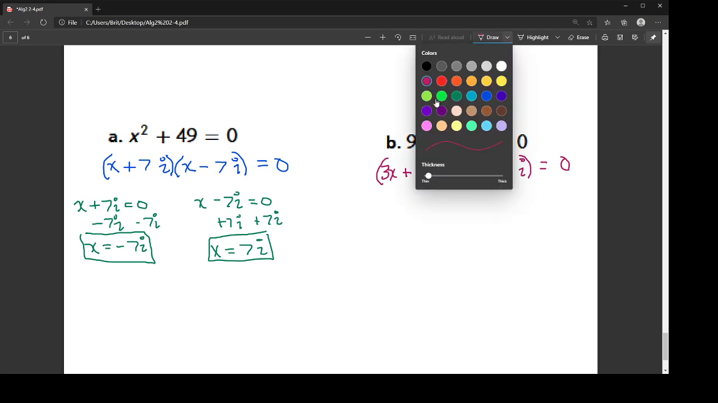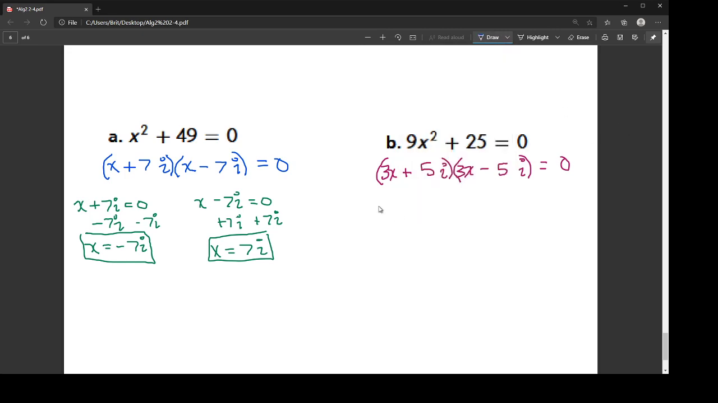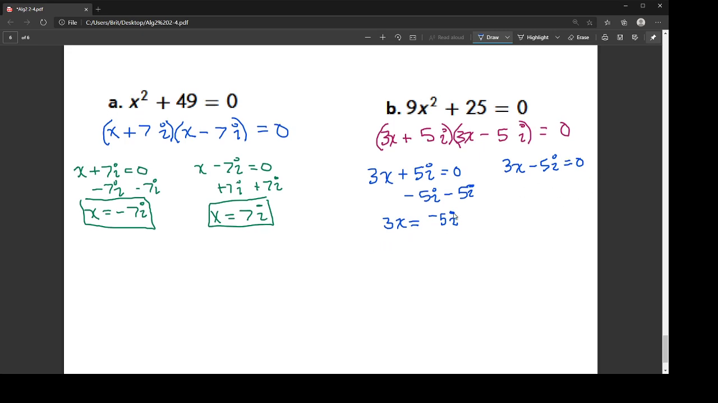So then using the zero product property, set each one equal to 0. So I get 3x plus 5i equals 0, and 3x minus 5i equals 0. So here I'm subtracting the 5i over. So I get 3x equals negative 5i. But then my x isn't quite by itself yet, right? It's not isolated. So we have one additional step where we have to divide that 3 out. So I get x equals negative 5/3 i.